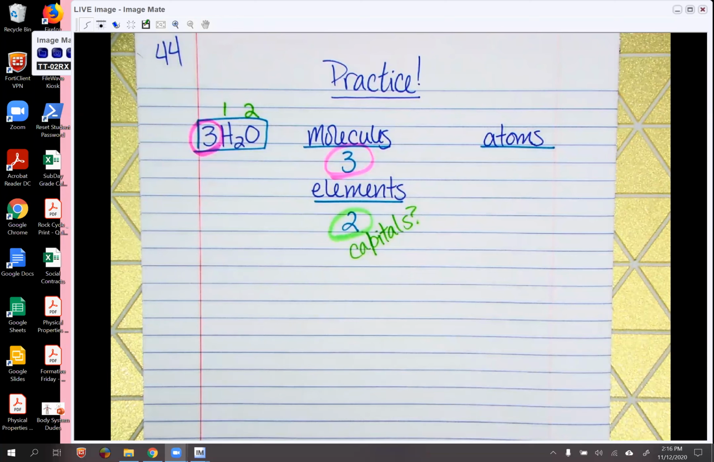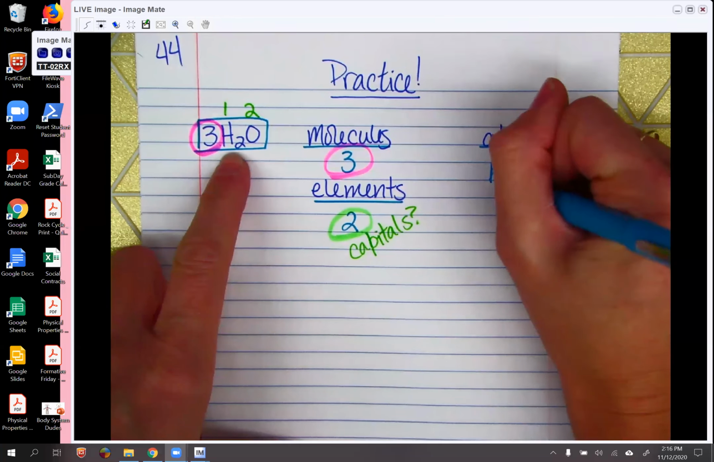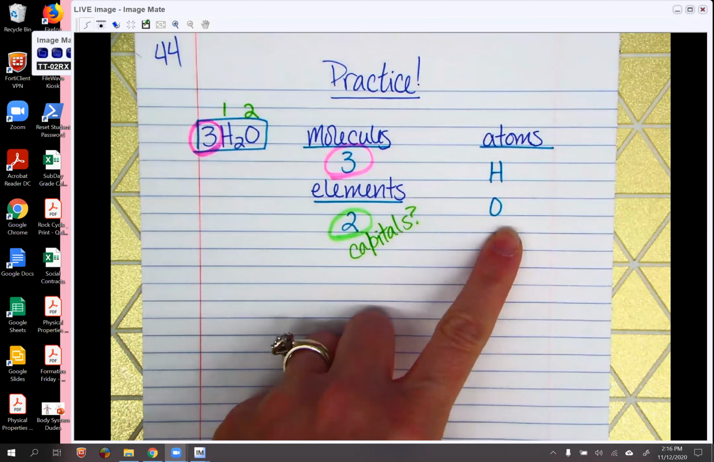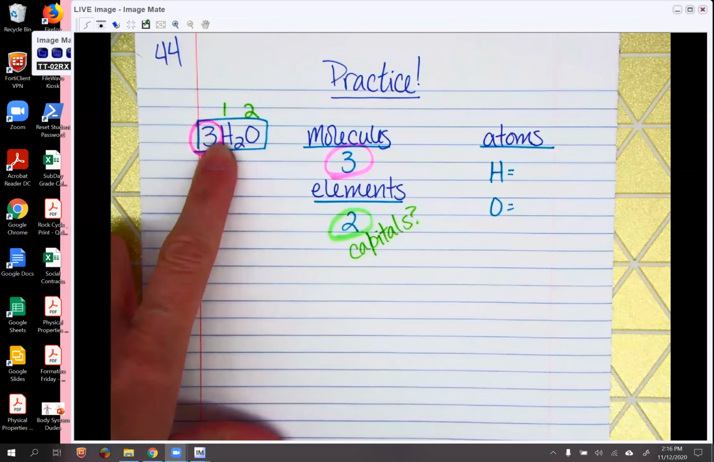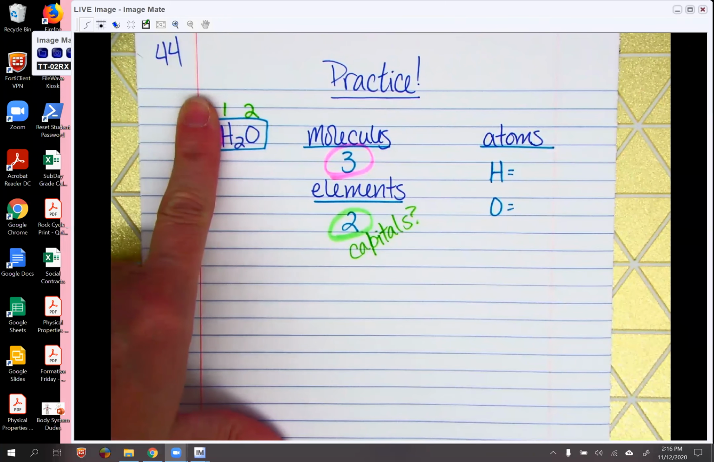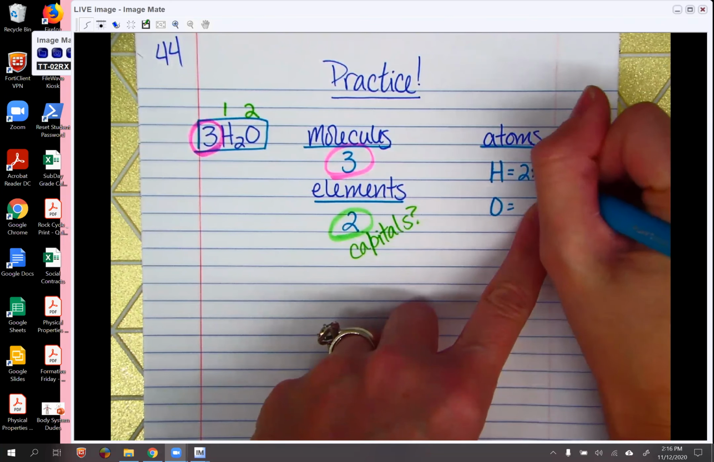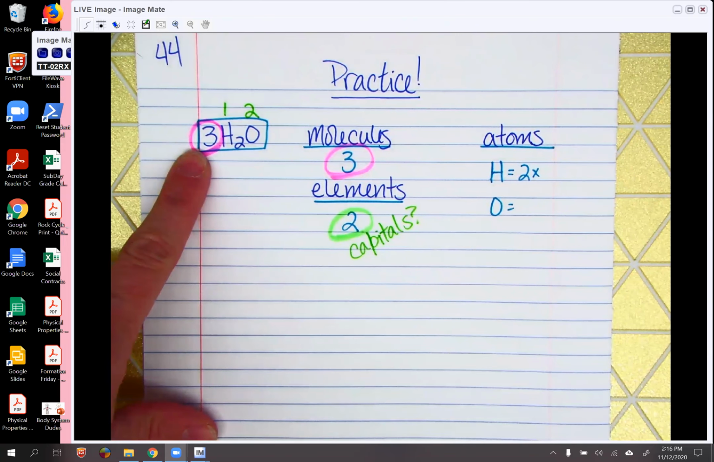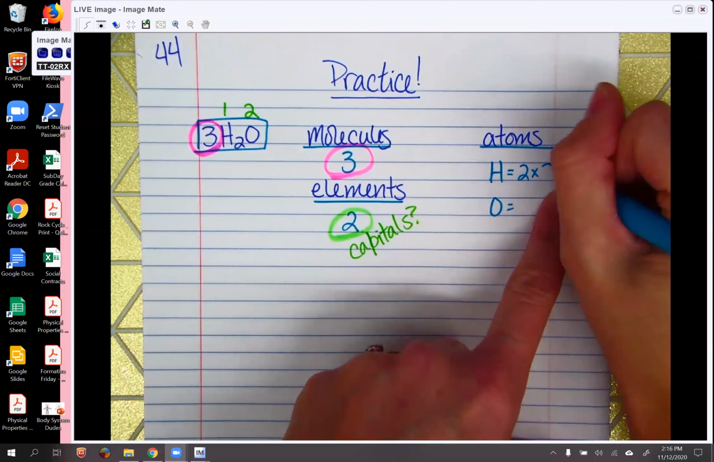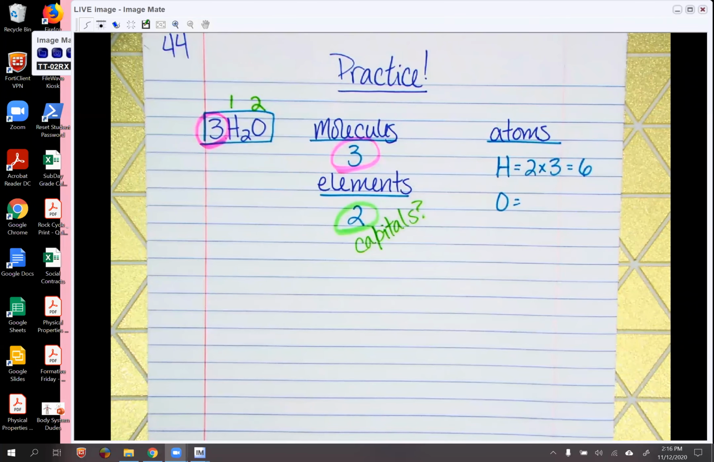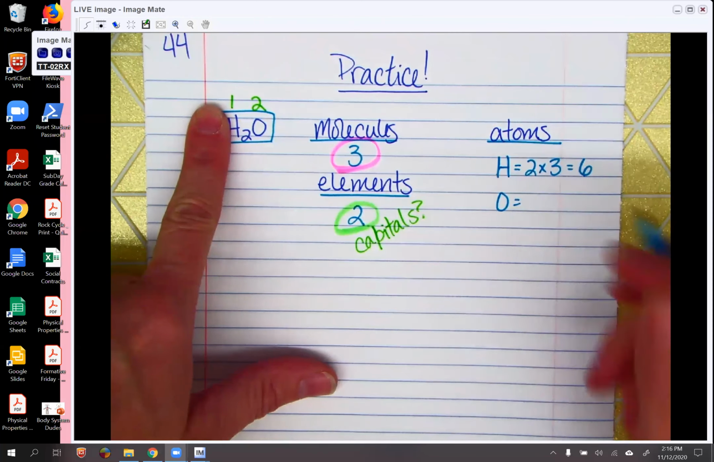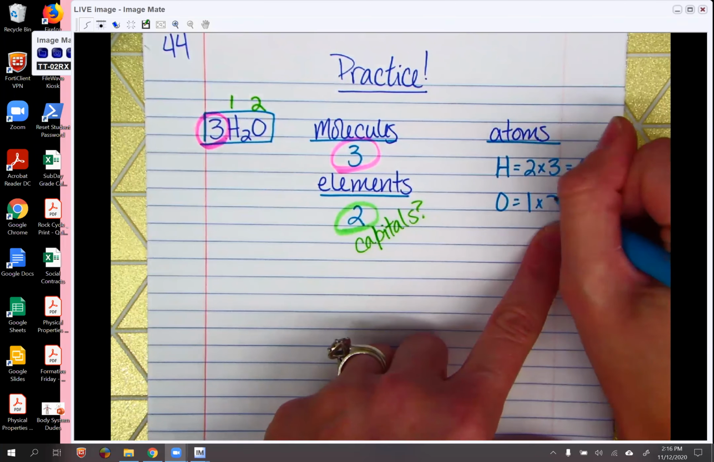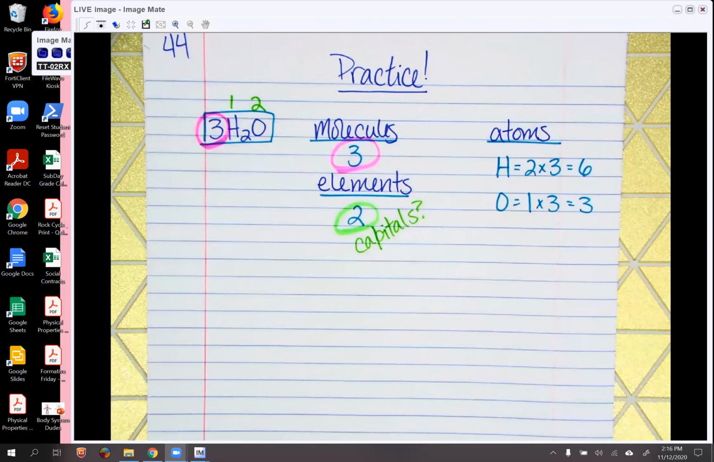Now, for atoms, we have hydrogen and we have oxygen. In 1 molecule of water, how many hydrogens do I have? 2. And then how many molecules do I have? 3. So I have 6 hydrogens in total. In 1 molecule of water, I have 1 oxygen and 3 molecules. So I have 3 oxygens total.